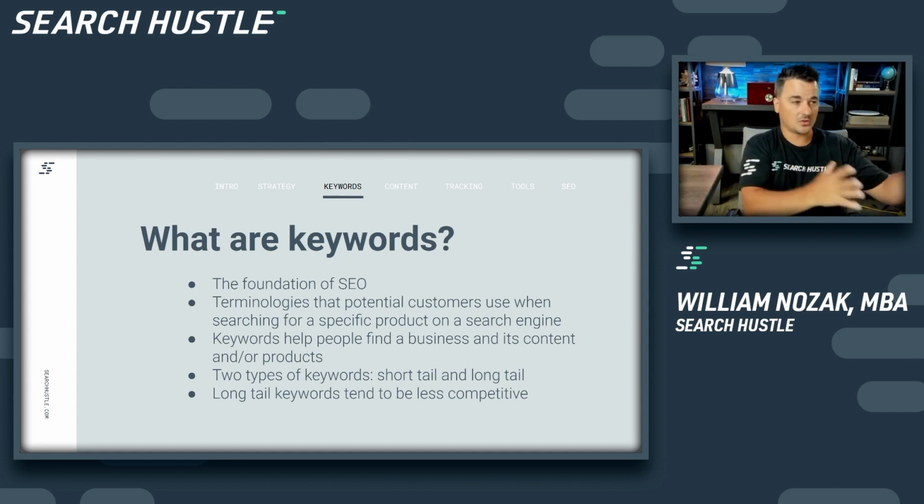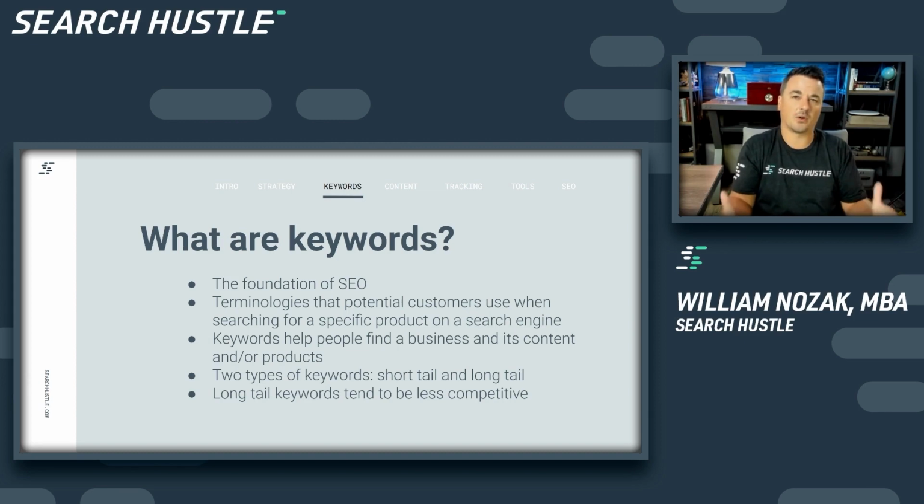Those queries really match up against what our value proposition is and how our business is different. So keywords are terminologies that potential customers use when searching for a specific product or service on a search engine. Keywords help people find a business and its content and products. Two types of keywords: short tail and long tail. Short tails might be 1 or 2 words. Anything 3 or 4 words or more we'll call long tail.